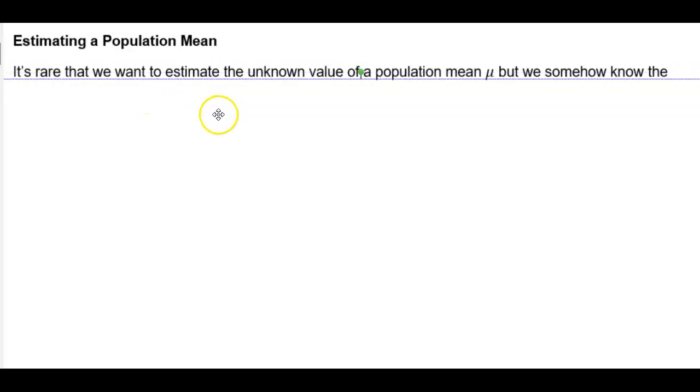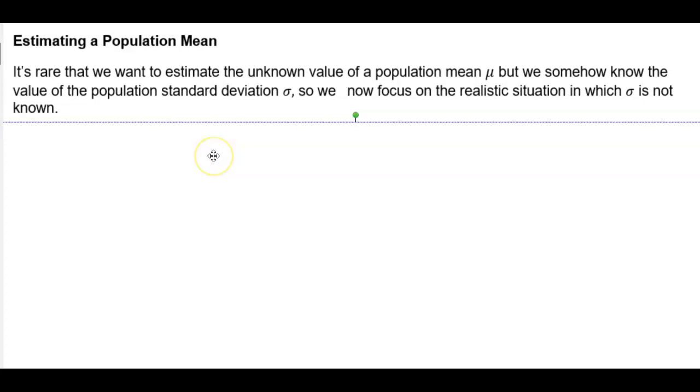Estimating a population mean. It's rare that we want to estimate the unknown value of a population mean, but somehow know the value of a population standard deviation. So we now focus on the realistic situation in which the standard deviation is not known.